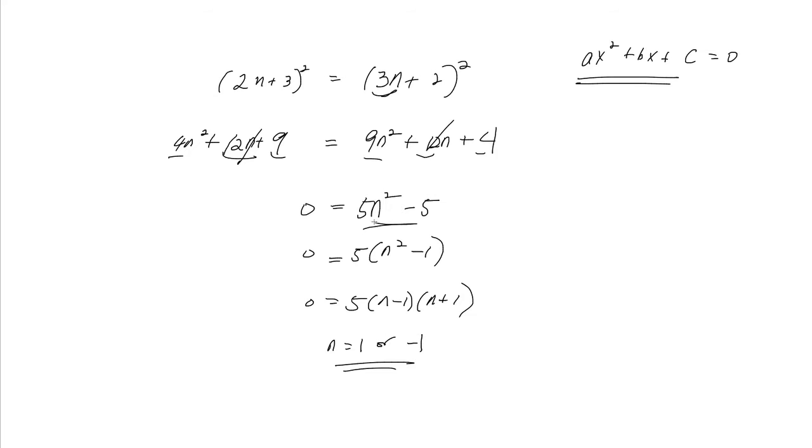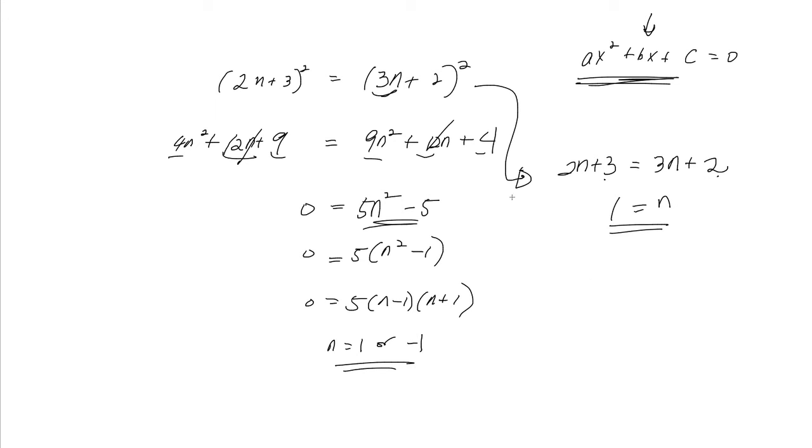Okay, so this form right here is essentially this form with the middle term missing. Okay, here's another method. Because they're both squared, we can say, well, 2n plus 3 then must equal to 3n plus 2. Okay, and that's a really simple example, simple equation to solve. 3n minus 2n gives you n, 3 minus 2 gives you 1.